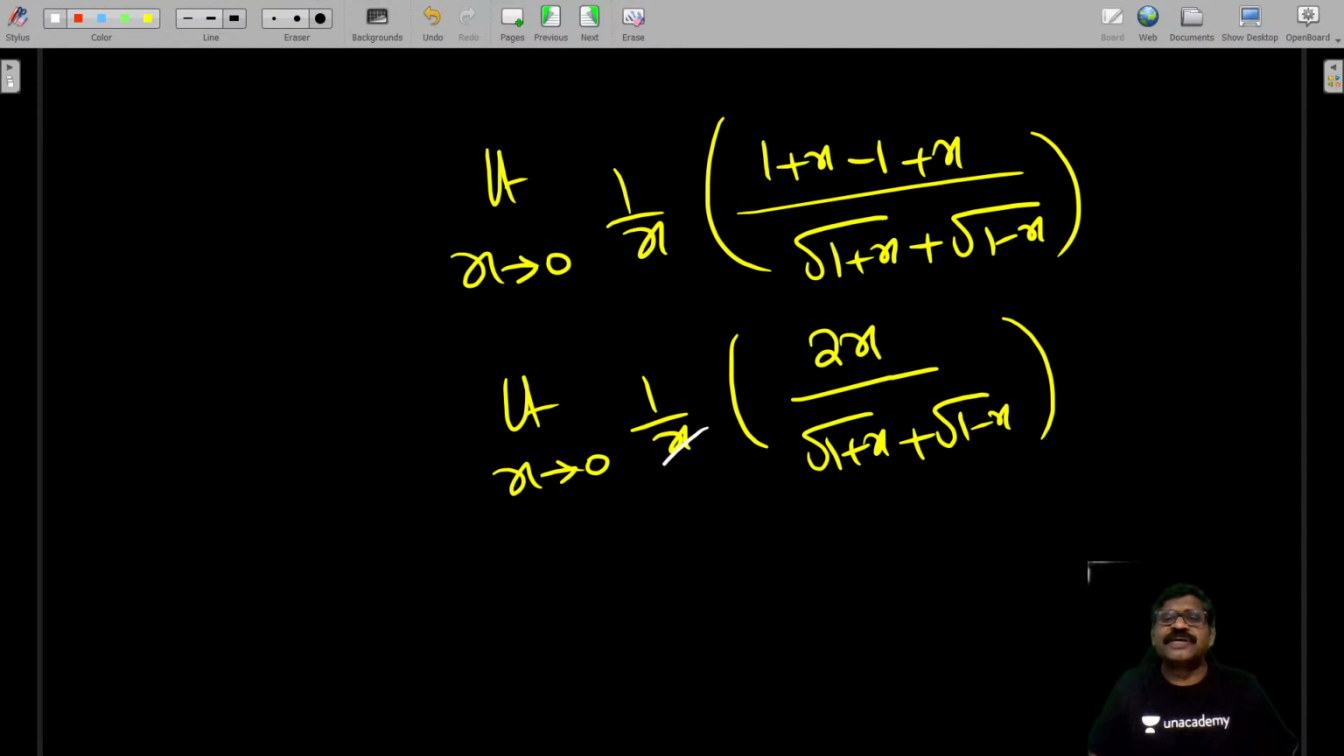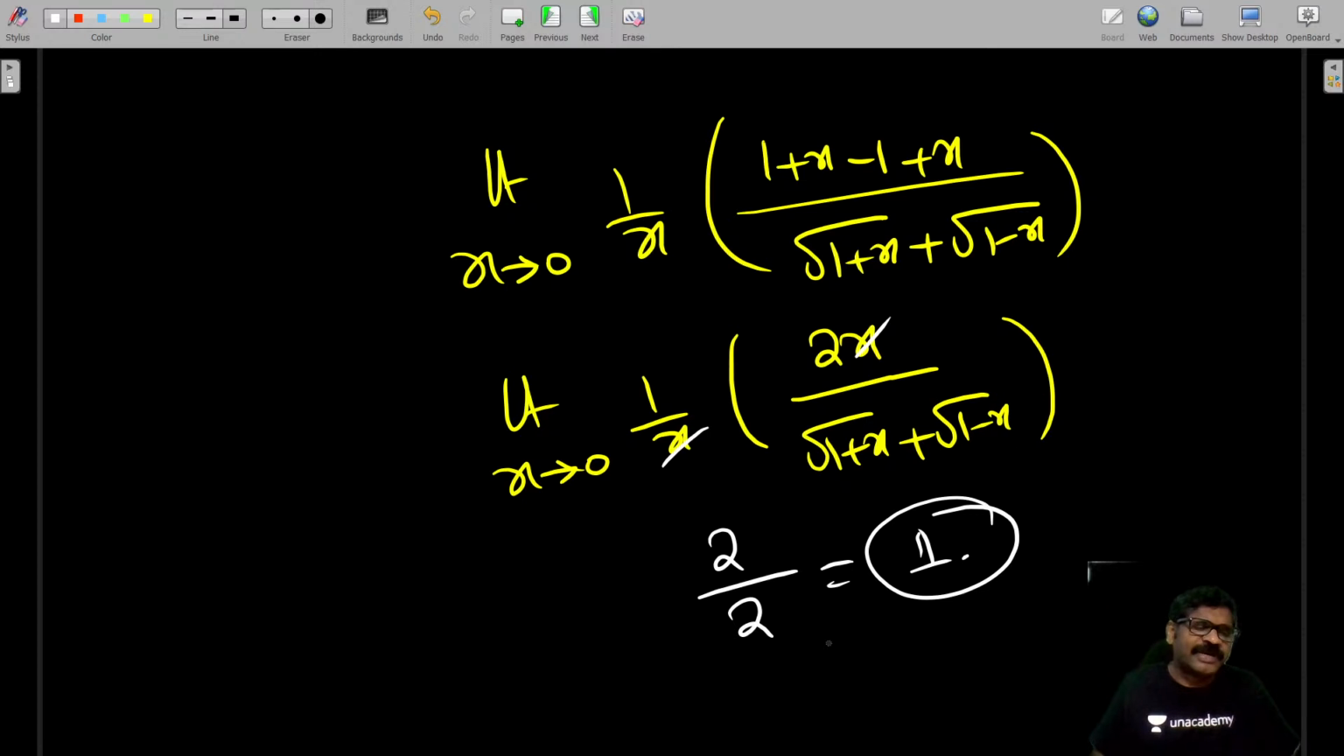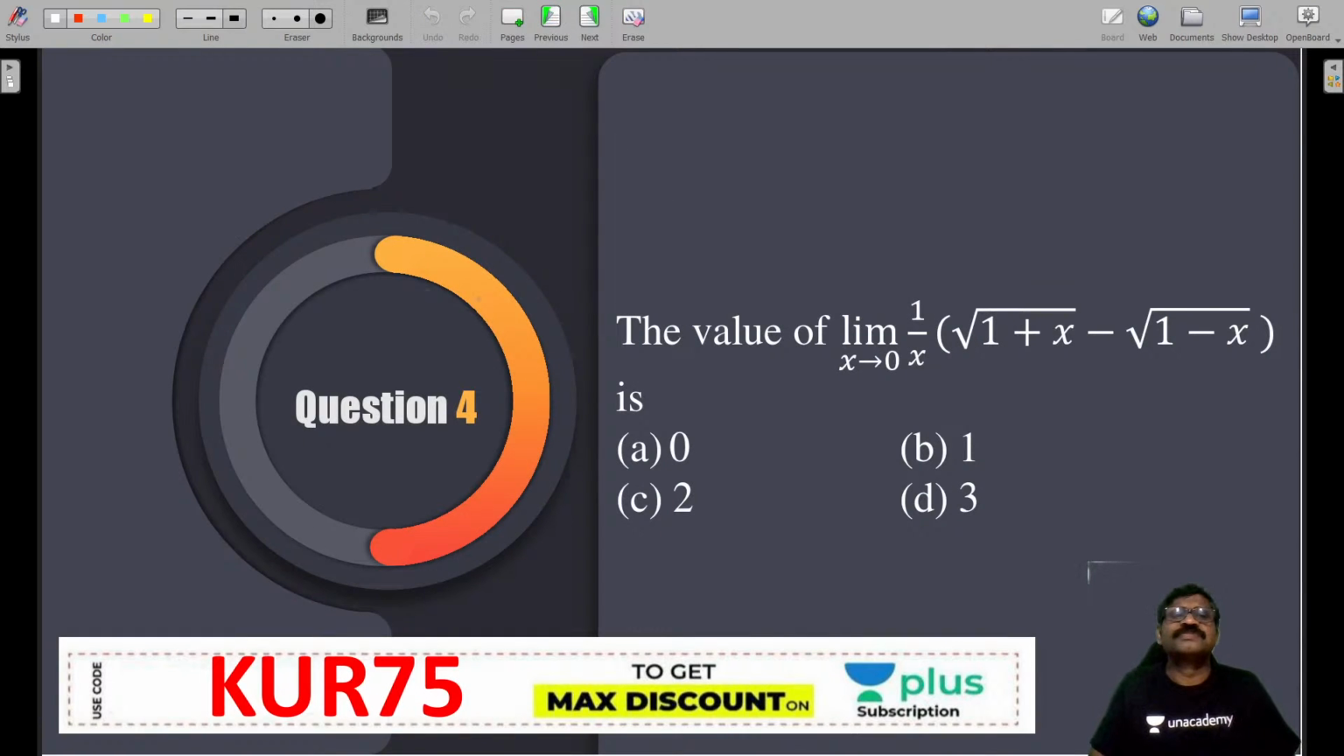If you cancel x and x, when x is tending to 0, numerator is 2. Denominator is also 2, 1 plus 1, 2. 2 by 2 is 1. The value of the limit is 1 in this problem. So the correct answer is the second option.